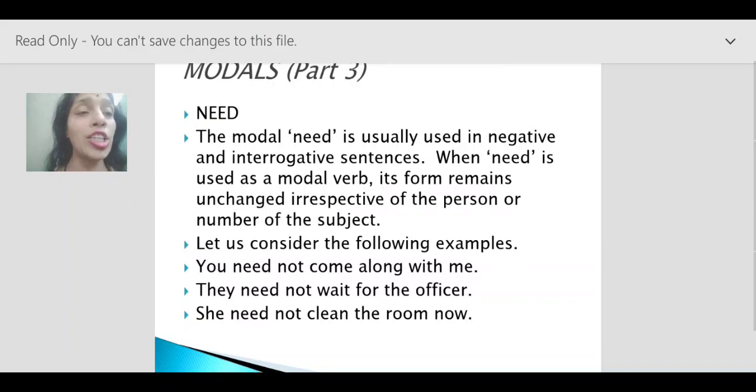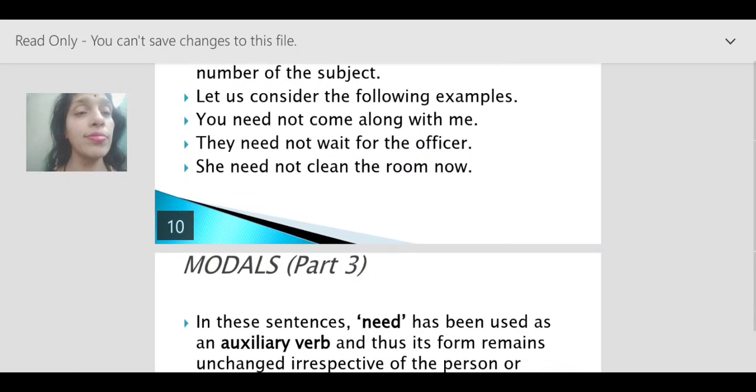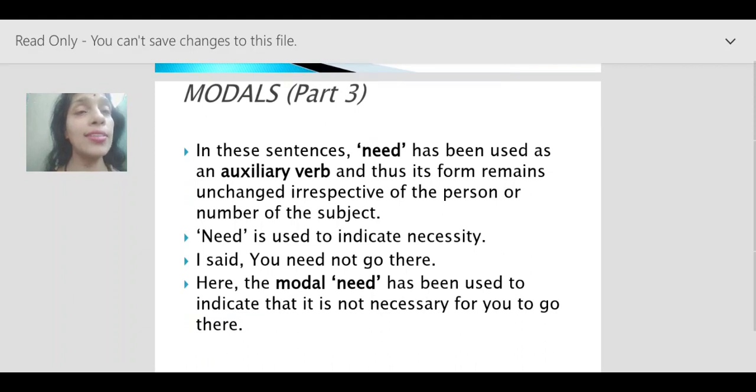You need not come along with me. They need not wait for the officer. She need not clean the room now. In these sentences, need has been used as an auxiliary verb and thus its form remains unchanged irrespective of the person or number of the subject.